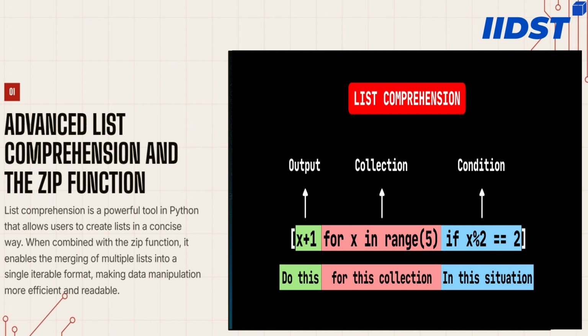Advanced list comprehension and zip function. Python has some neat tricks up its sleeve for data manipulation. We will learn how to use list comprehension to write concise and powerful code. The zip function will help us combine the data from multiple sources seamlessly.